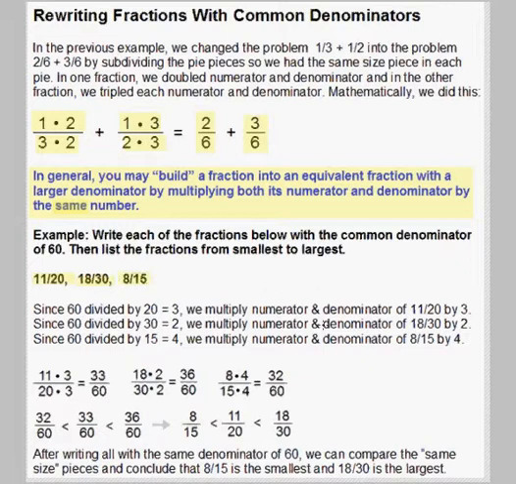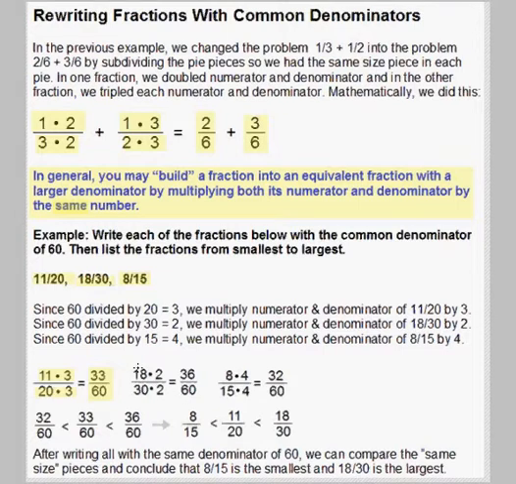Example, let's write each of the fractions 11/20, 18/30, and 8/15 with the denominator of 60, and then let's compare them and list them from smallest to largest. To turn 11/20 into 60ths, we have to multiply by 3. How do I get 3? Well, I take 60 and divide by 20, and I get 3. So 20 times 3 is 60. 11 times 3 is 33. 11/20 is equal to the fraction 33/60.